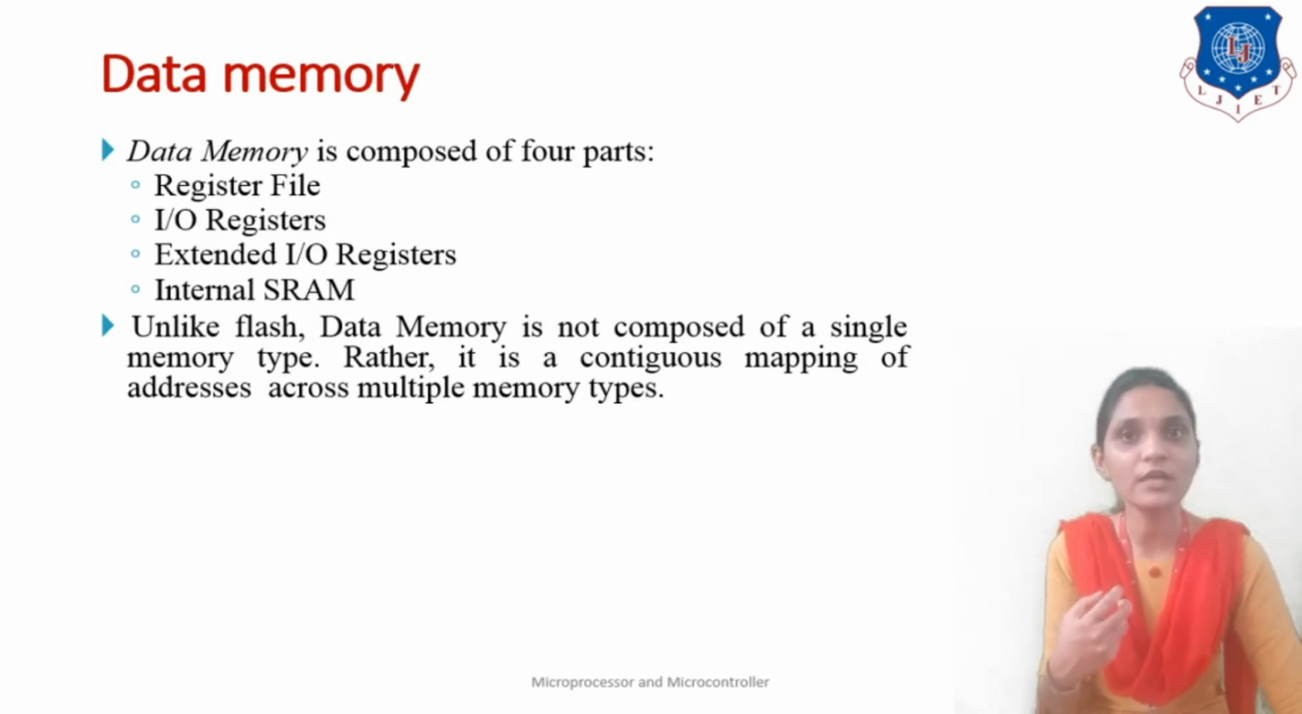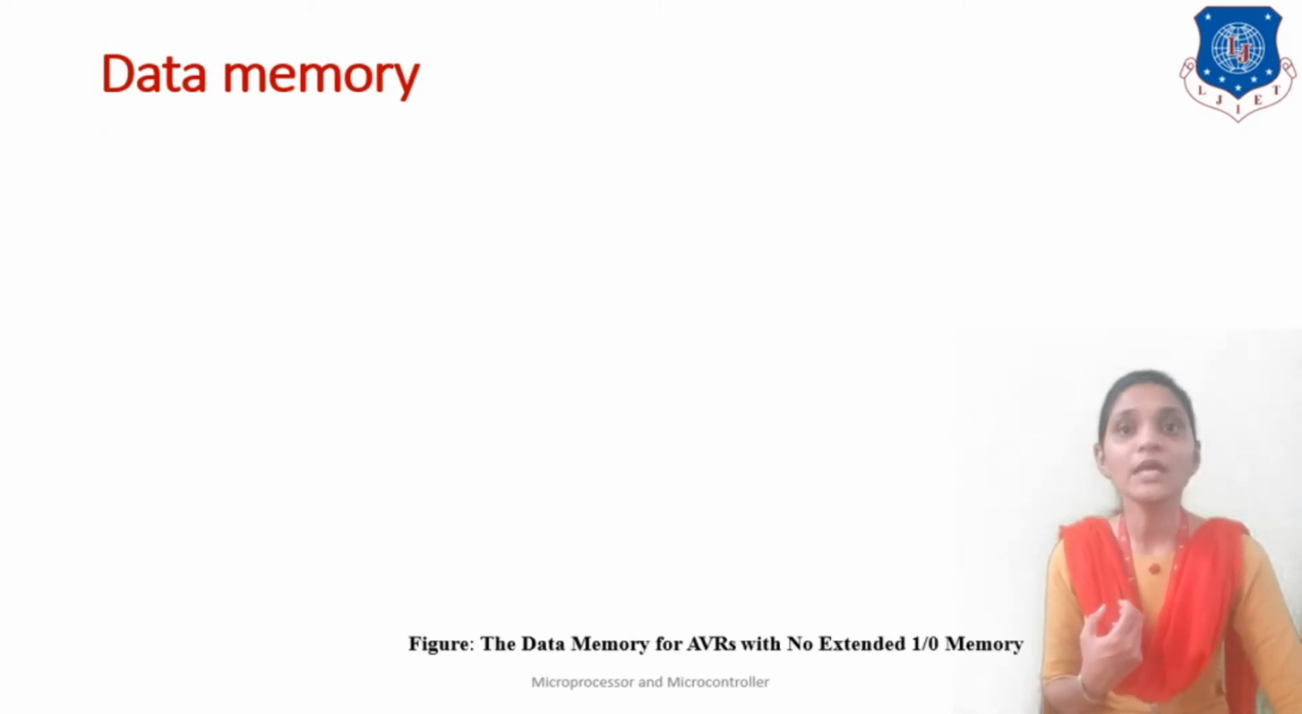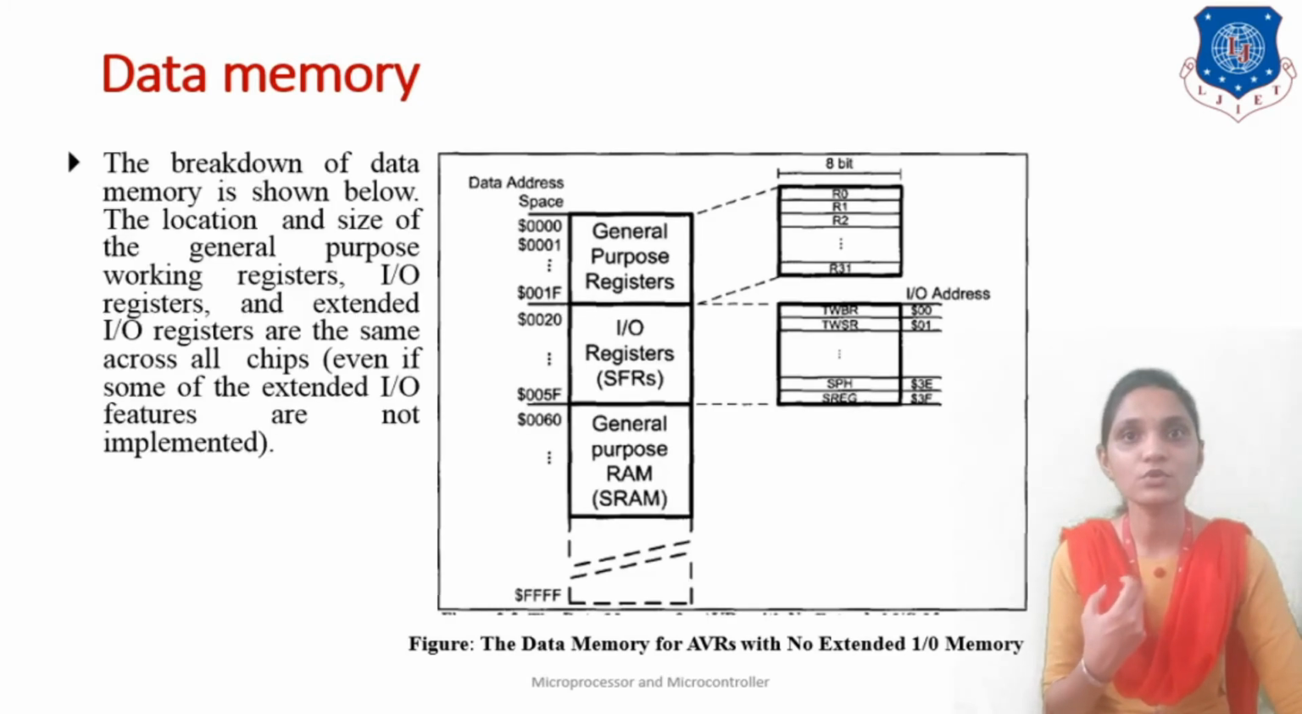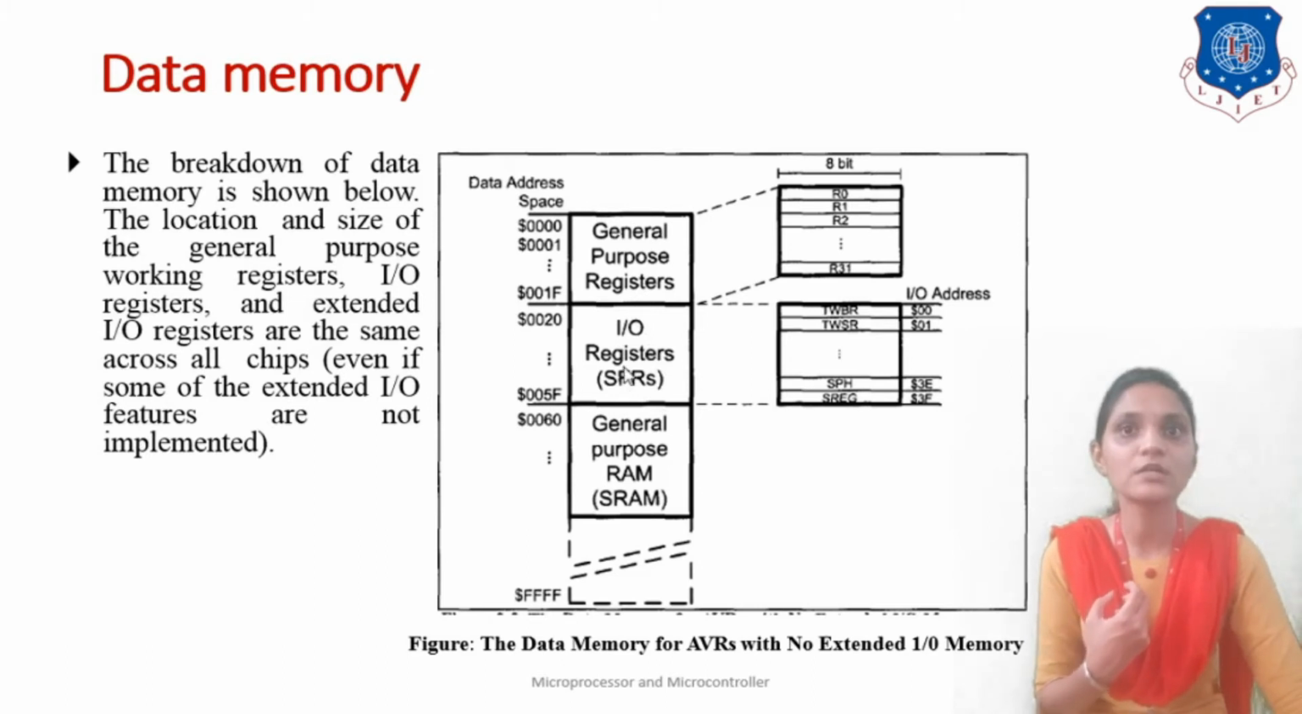Like your register file will have some different kind of construction, and internal SRAM will have some different kind of construction. Okay, so this is the data memory. Here I have shown the breakdown of data memory, where the location and the size of the general purpose registers, IO registers, extended registers are the same across the chip.